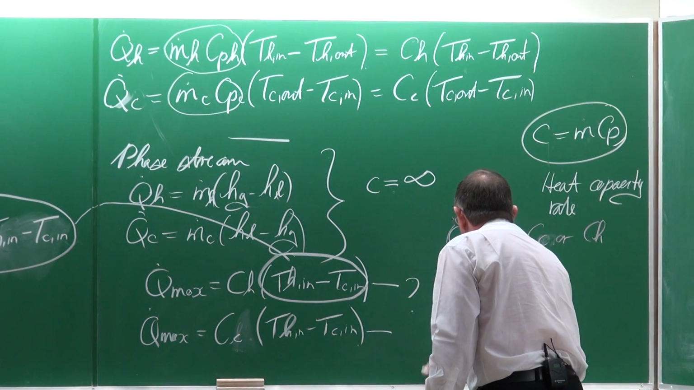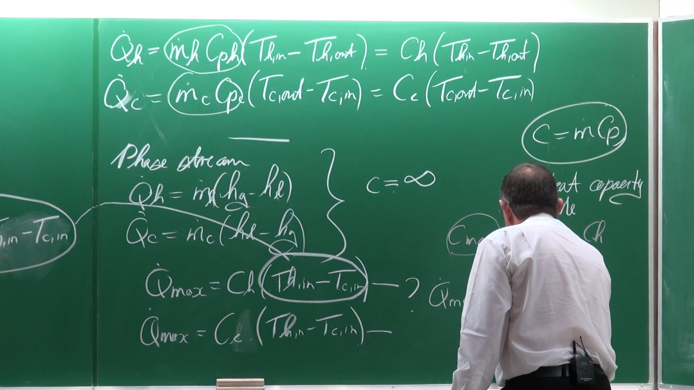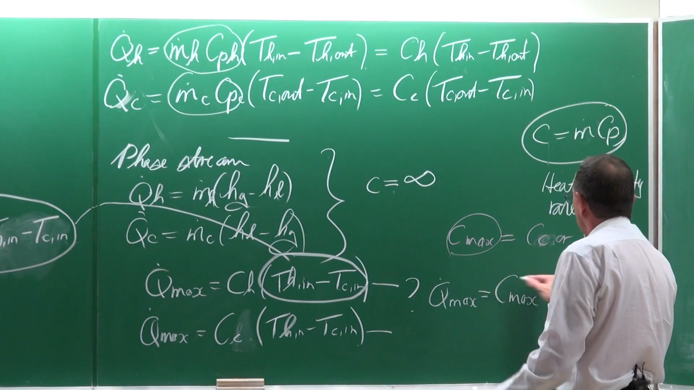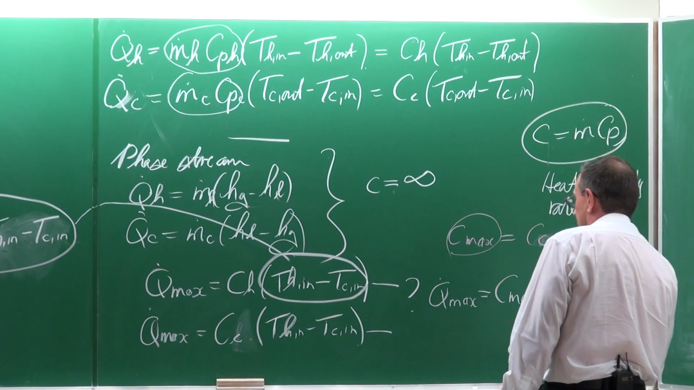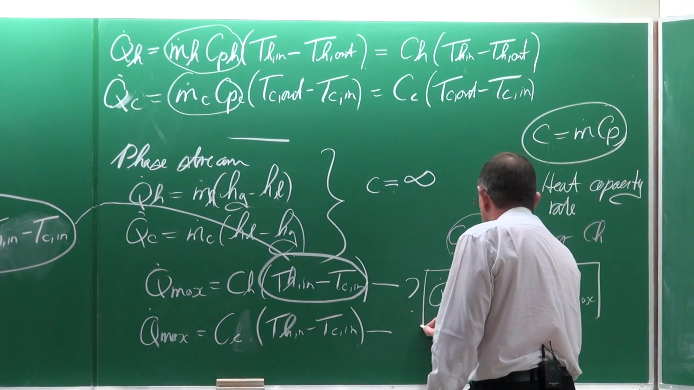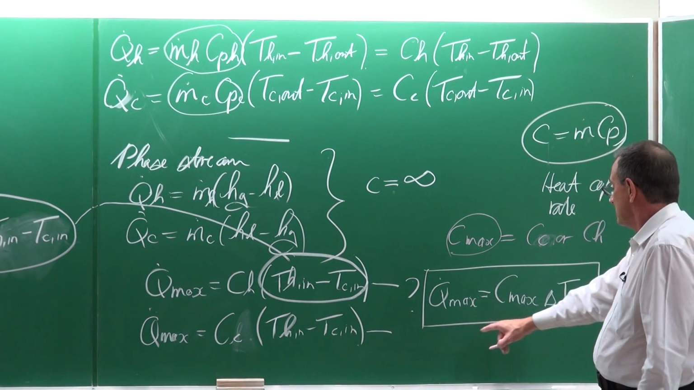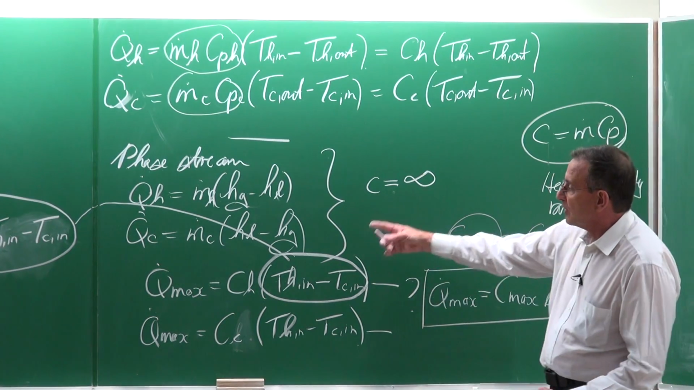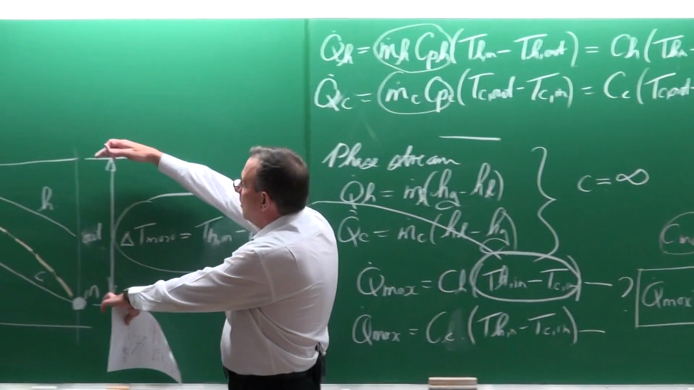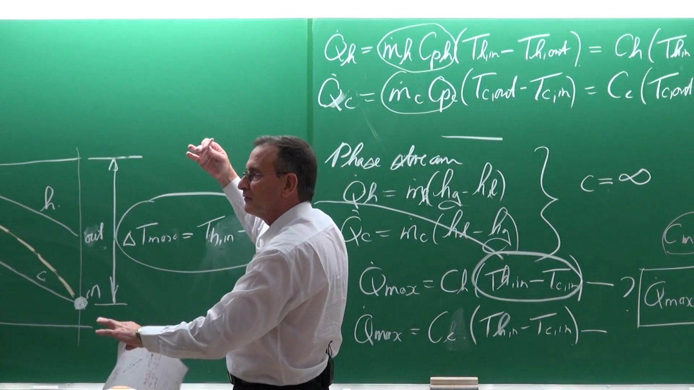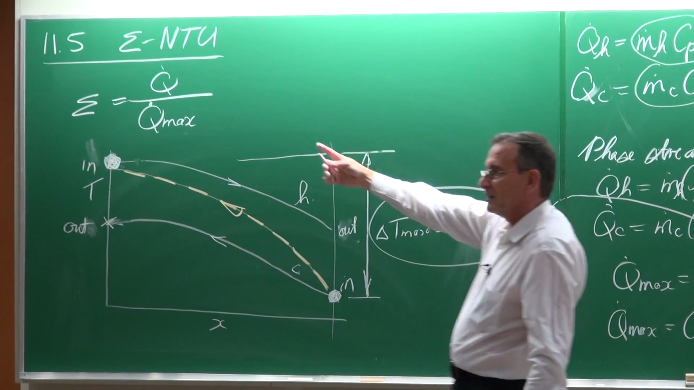So therefore, in general, we can say that the maximum heat transfer rate is equal to C max, the highest of the two, multiplied by delta T max. The maximum heat transfer rate is equal to the one of the two streams with the highest C multiplied by the highest possible delta T that you can have, that is C max. So that's the first term that we need in our effectiveness equation.